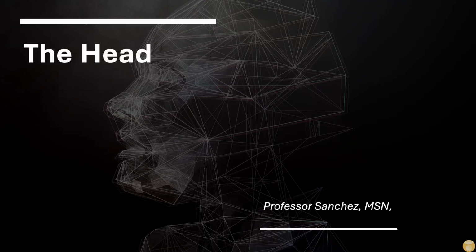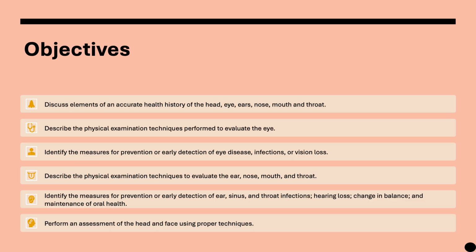Today we're going to be talking about the head. Some of the objectives for this lesson are we will be discussing the elements of an accurate health history of the head, eye, ears, nose, mouth, and throat.